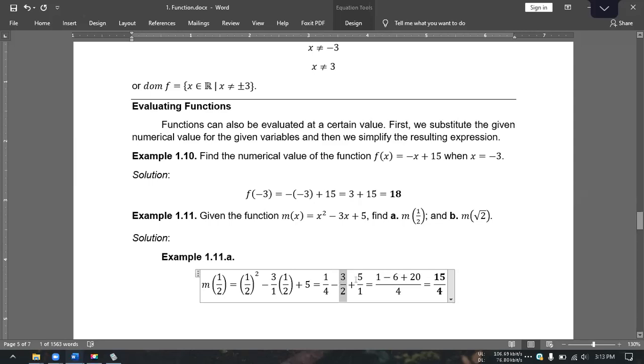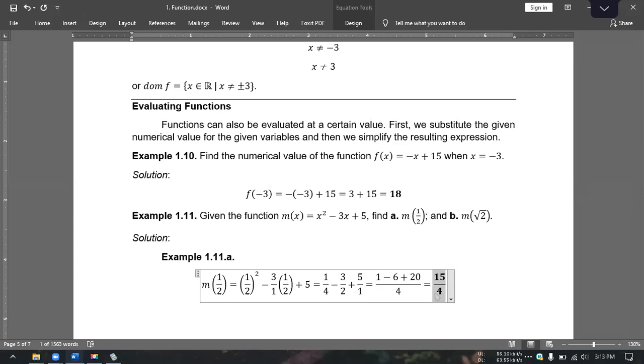And then lastly, we have 5. 4 divided by 1 is 4, times 5 is 20. Now, simplifying our numerator, 1 plus 6 plus 20 will give us 27. So, our solution is 27 over 4. If we can no longer express the solution in simplest form, then that would be our final answer, 15 over 4.